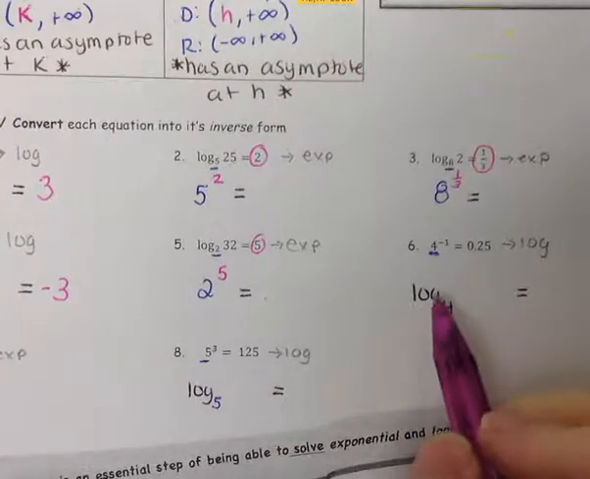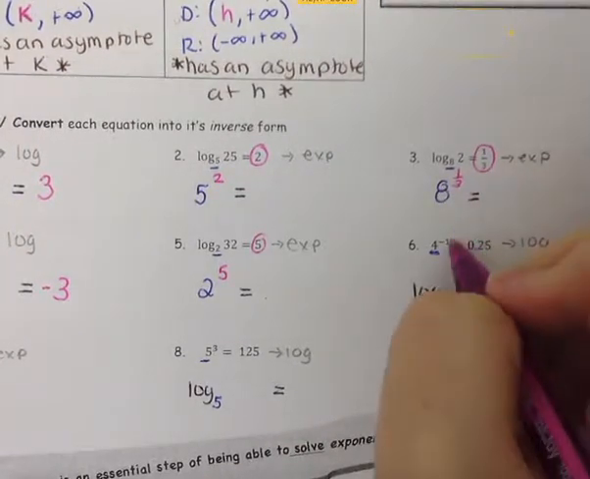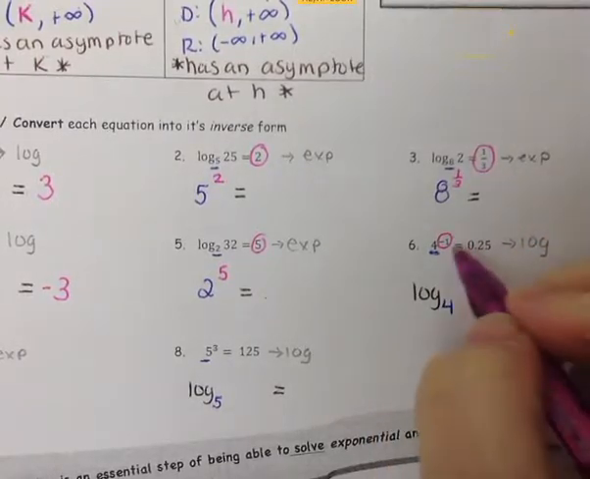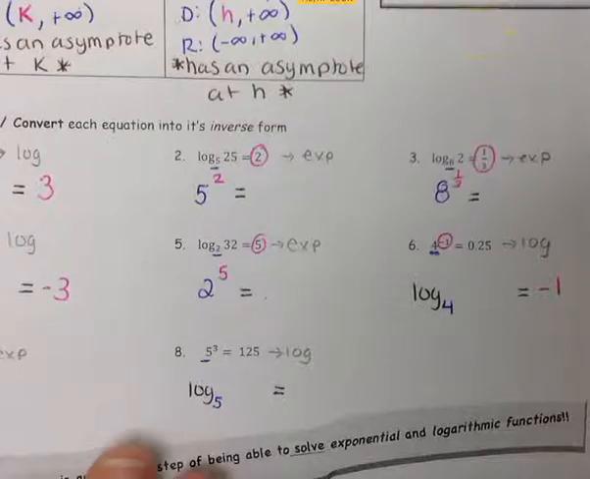On number 6, we want a logarithm. So we have the exponent. The exponent on this one is -1. The -1 cannot touch the logarithm. The exponent never touches the log.